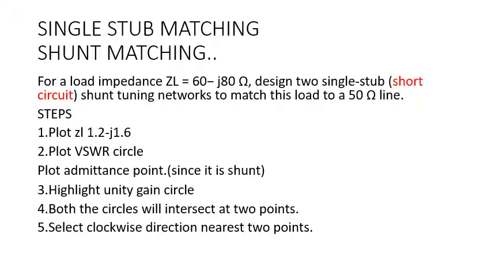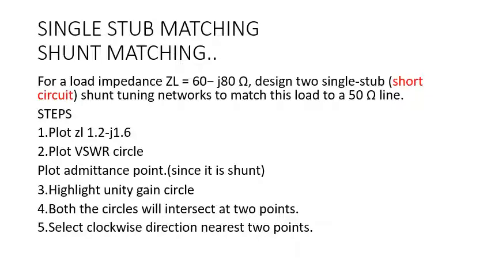Why we are trying to find the admittance is because in this problem it is given as a shunt tuning network. If it had not been given as a shunt tuning network, we would have continued with the plotted impedance value, provided they had given a series tuning network, which we will be doing in the next problem. This is a shunt tuning network, hence we are supposed to find the admittance point. I hope you are all clear with it.